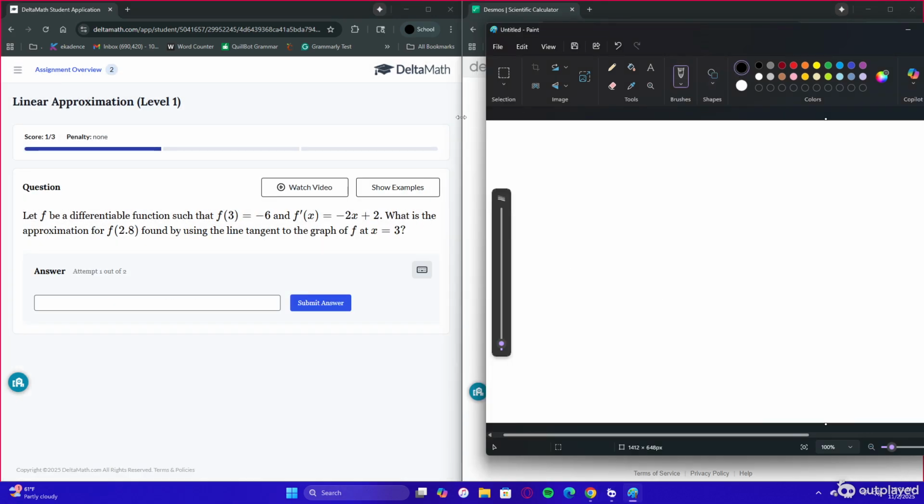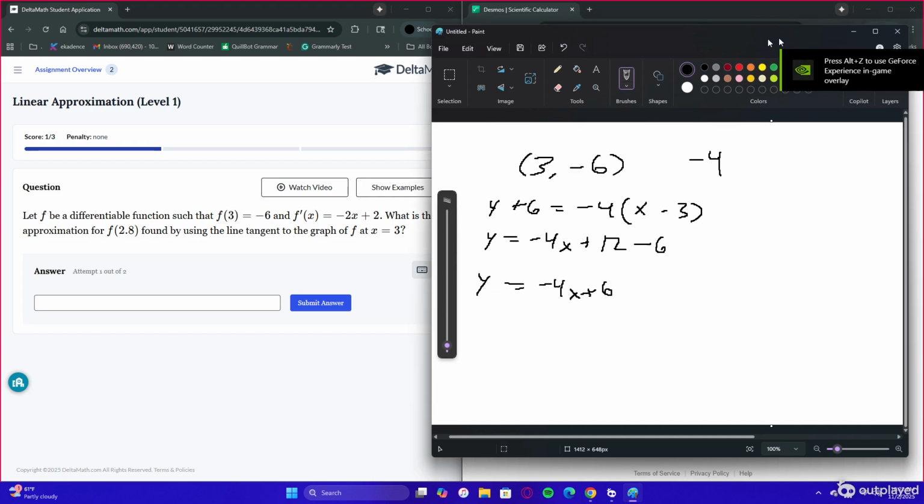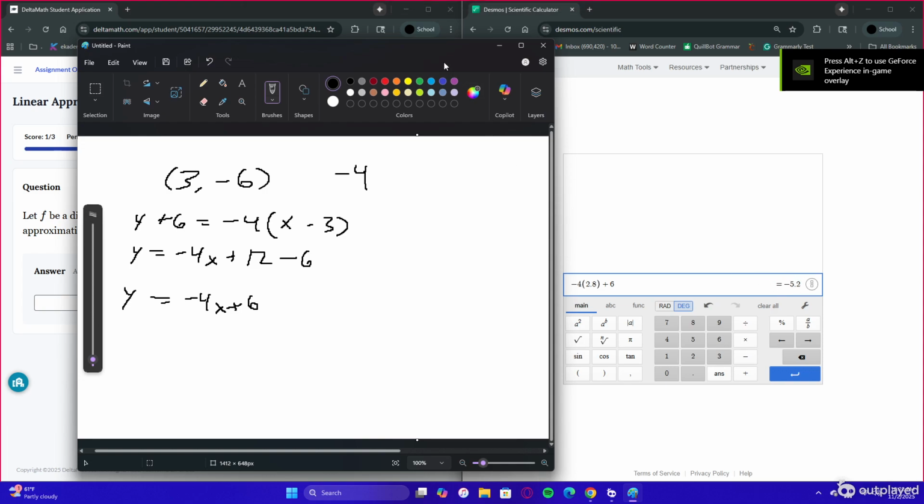Okay, now we're given the same thing here. Our point is 3 comma negative 6, and our slope at this point, if you plug in 3 into negative 2x plus 2, you get negative 4. So y plus 6 is equal to negative 4 times x minus 3. So y is equal to negative 4x plus 12 minus 6, or y is equal to negative 4x plus 6. And if you plug in 2.8 into there, you get negative 5.2.